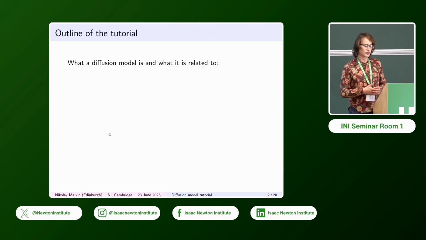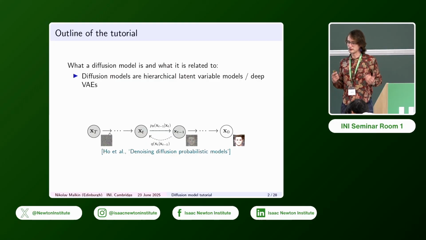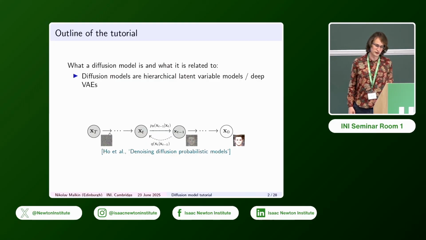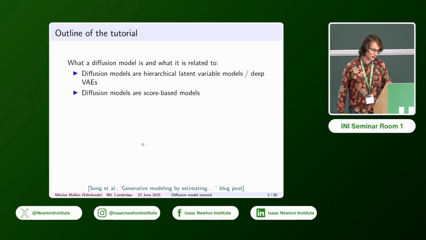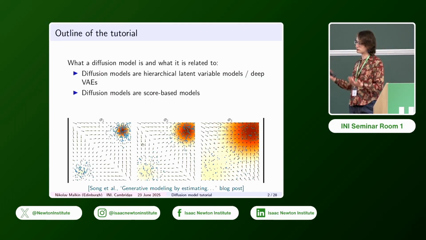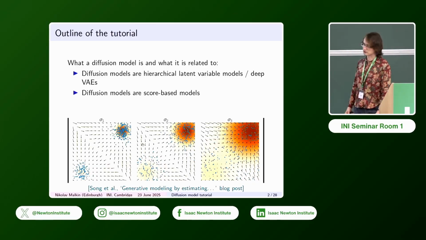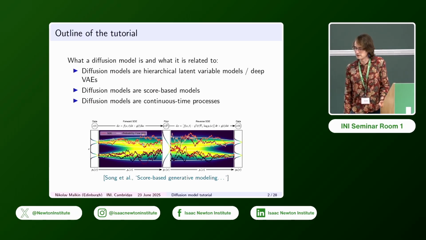So in this tutorial, I want to tell you what a diffusion model is and what it's related to, and there are many such things. The main point of view will be that a diffusion model is a kind of deep latent variable model, or deep hierarchical variational autoencoder. But it's also a few other things in disguise. It's a score-based model, so a model that approximates the gradient of the log density of the distribution convolved with a certain level of Gaussian noise. It's also a continuous time process and related to the theory of continuous time Markov chains in dynamical systems.